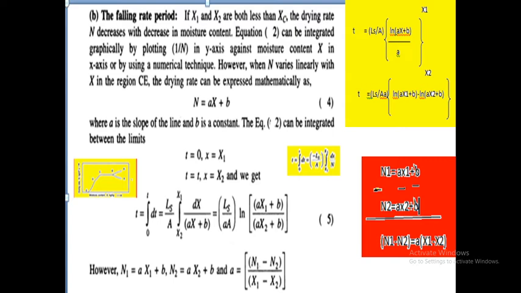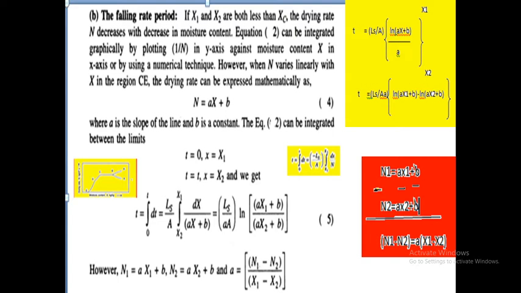This is the fifth expression. Refer to the right-hand side yellow color box in the top corner. So small t is equal to Ls by A, integration of dx by ax plus b, which is nothing but ln of ax plus b by small a. The limit is x2 to x1.